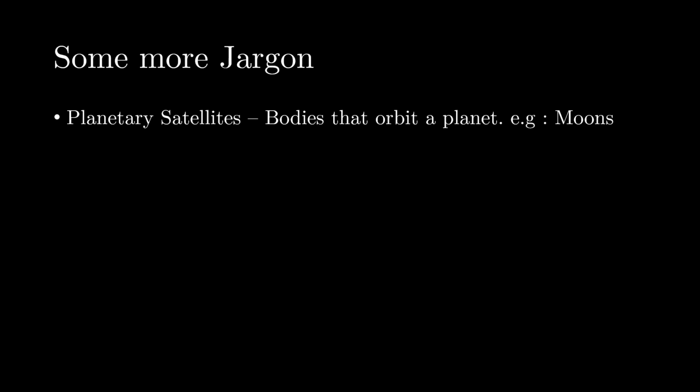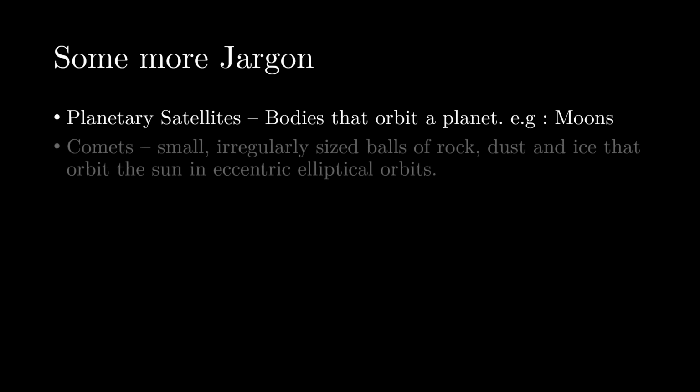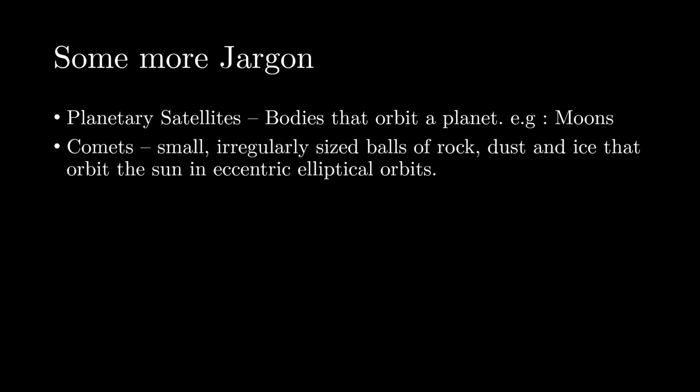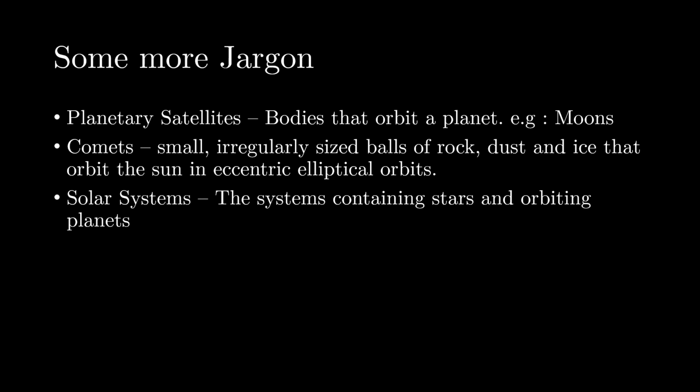Anyway, let's talk about some more words. Planetary satellites are just bodies that orbit a planet. For example, the moon. Comets are small, irregularly sized balls of rock, dust, and ice that orbit the sun in an eccentric elliptical orbit. The solar system is just the system containing stars and orbiting planets. So our solar system has the sun and, you know, the planets Mars, Jupiter, Saturn, and Earth, obviously.